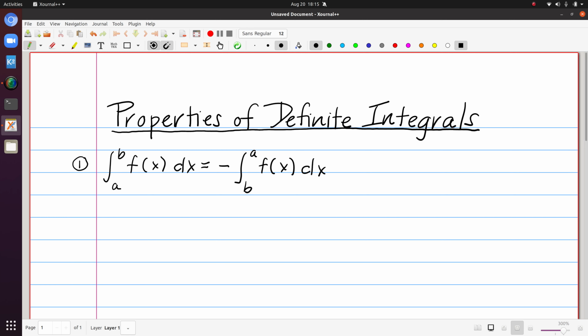To think about why that would be true, in terms of our definition, if we were to compute delta x for the integral on the left, we would take b minus a over n. But notice that that's the same thing as -1 times a minus b over n, which would be -1 times the delta x for the integral on the right.